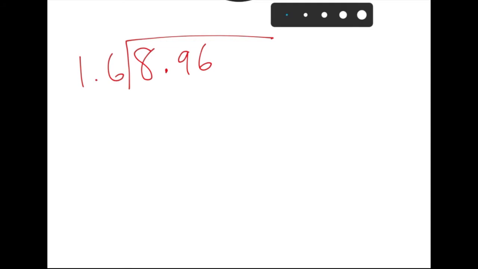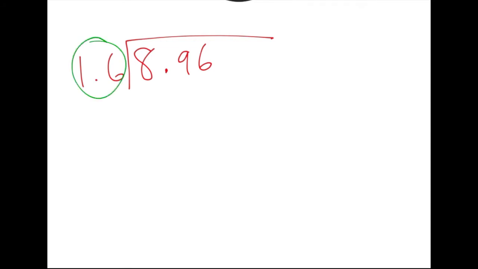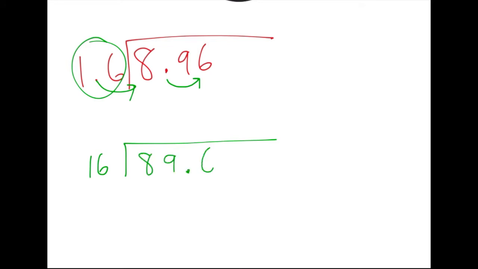34.6, so the answer is 5.6. How about this one? I don't want my divisor to be a decimal number, so I will multiply by 10. I will also multiply by 10 here on the inside, so I end up with 16 on the outside. On the inside I end up with 89.6, and then I move the decimal point up here. Then 16 goes into 89 how many times? Let's try maybe 5 and see if it works. If it doesn't work, then you can try another one.